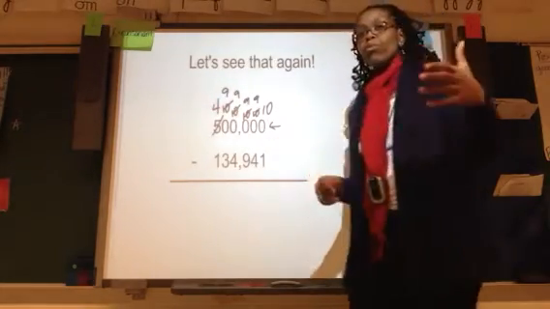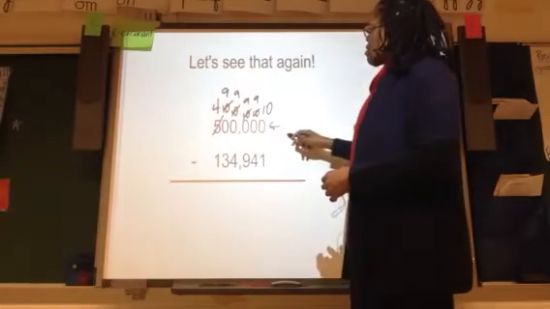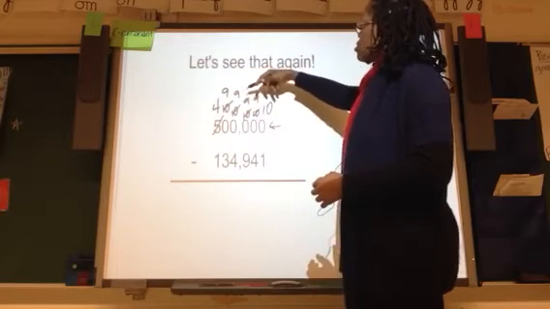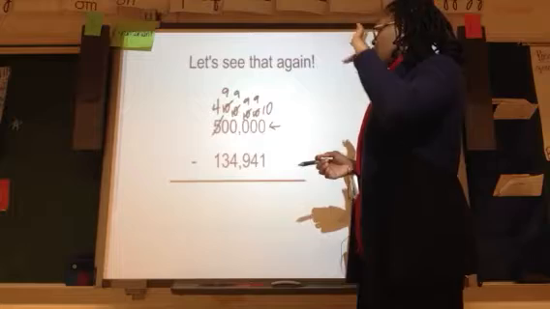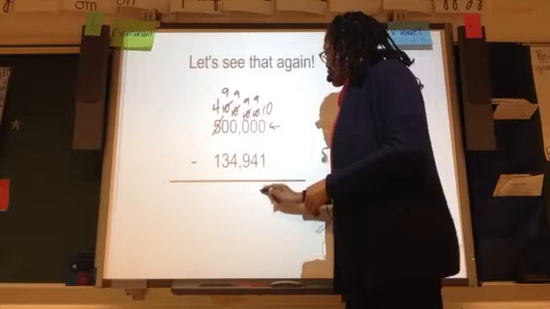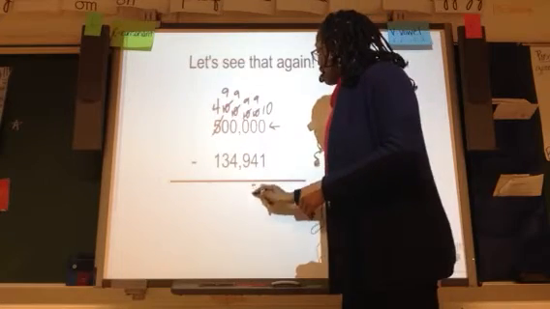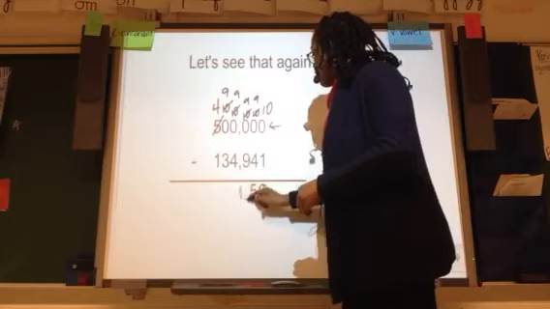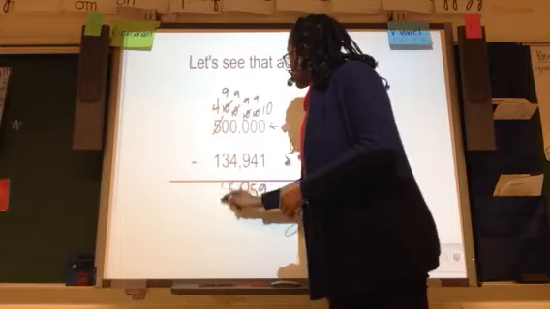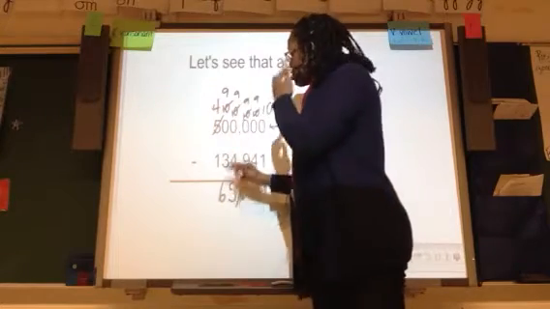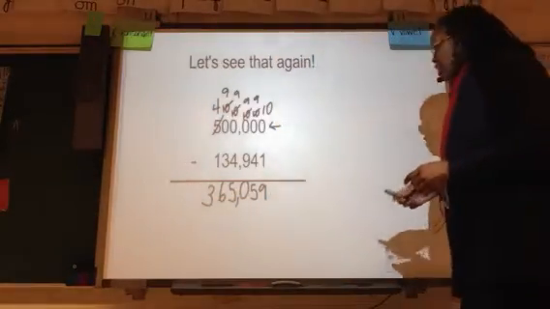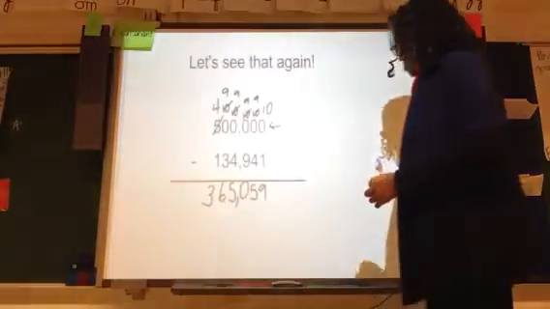So now that we've regrouped, we took our 500,000 and we made it 499,990 plus 10, which is going to give you your 500,000. So 10 minus 1 is 9. 9 minus 4 is 5. 9 minus 9 is 0. 9 minus 4 is 5. 9 minus 3 is 6. And then 4 minus 1 is 3. So then your answer is 365,059.